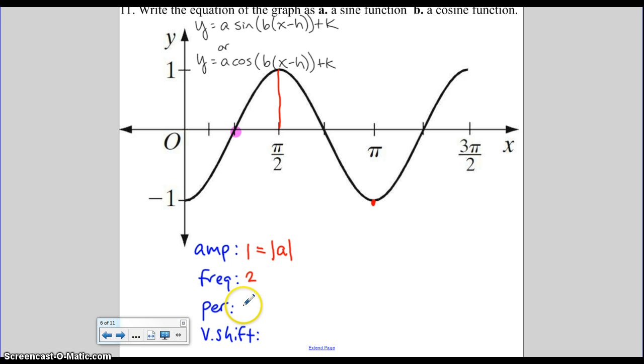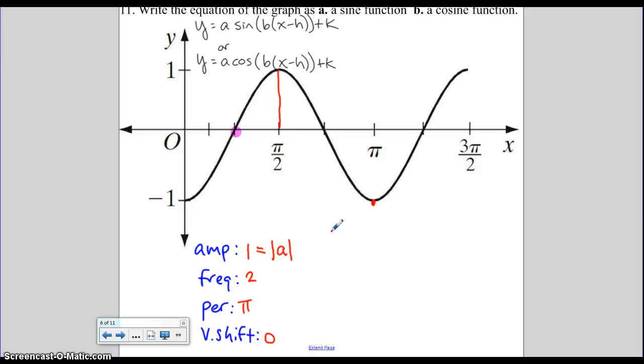Period. Again, period is how long. So, how long before it completes a cycle? Well, it goes through a full cycle by pi. Period's pi. And I don't see any vertical shift. The nodal line is right there on the x-axis. Cool. So, if we're going to name this in terms of a sine graph, it's going to be a shift.